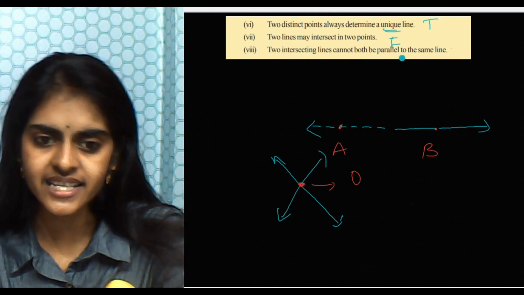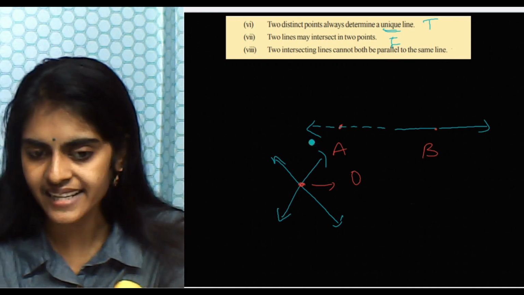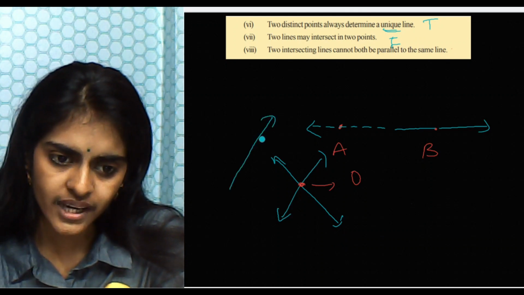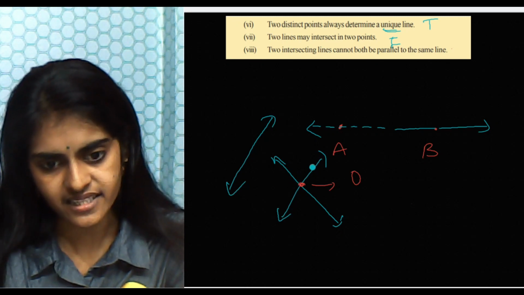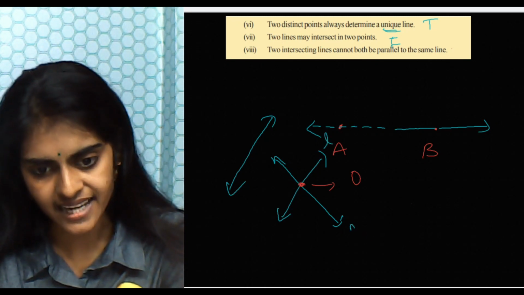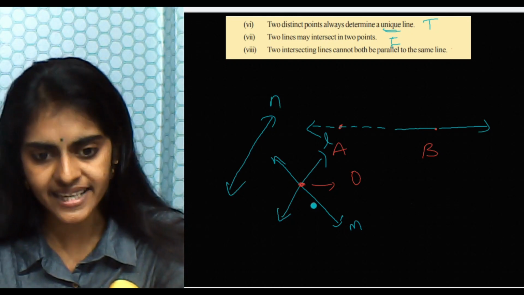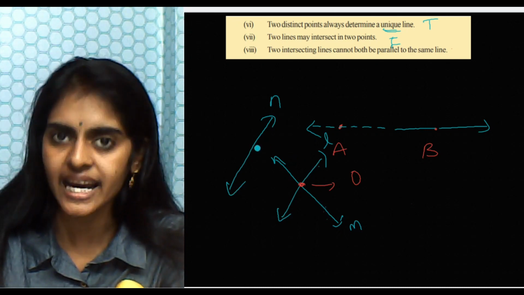Two intersecting lines cannot be parallel to the same line. Suppose I have two intersecting lines in this way. Now let me take another line here. Suppose these are lines L and M, and this is line N. Now can L and M both be parallel to line N?